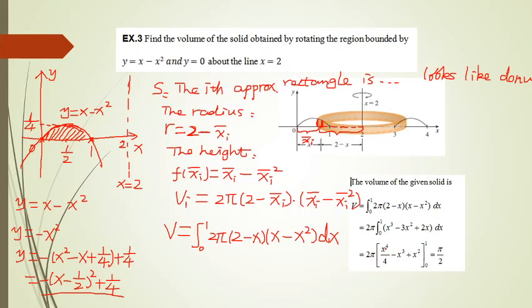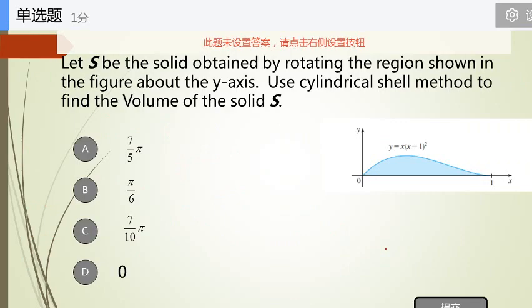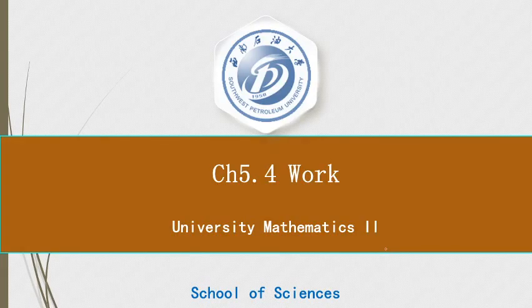So always understand the formula. The volume formula is circumference times the height times the thickness, okay? So that is section 3, volumes by cylindrical shells method. And we will try the quiz at the end of the class, okay? Then we will start the physics topic, section 4, work, okay?